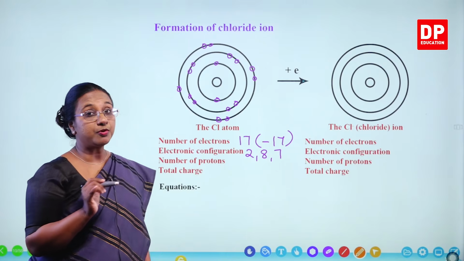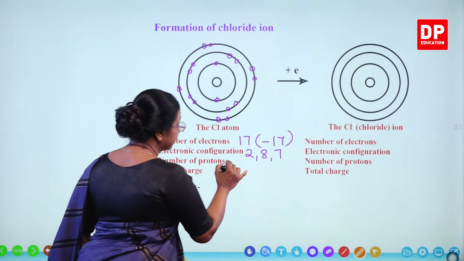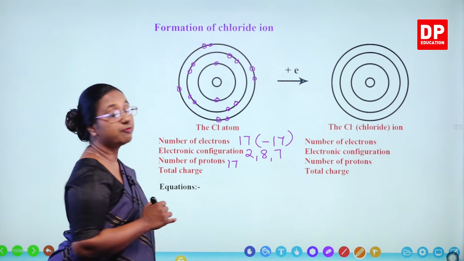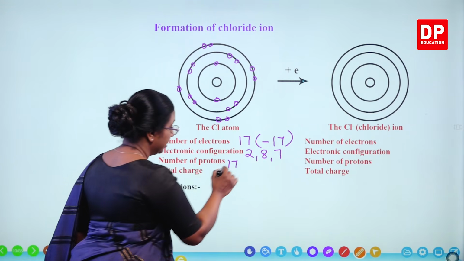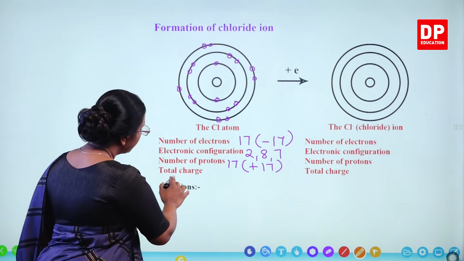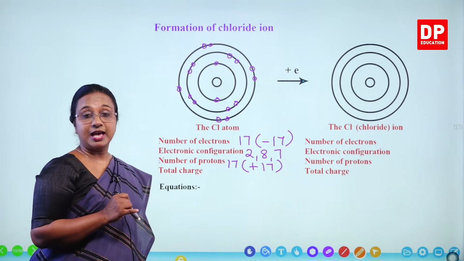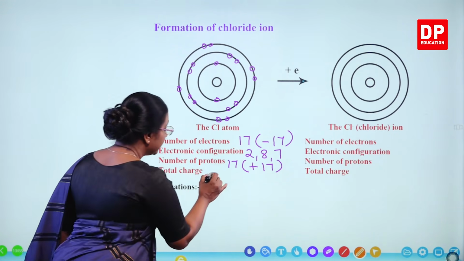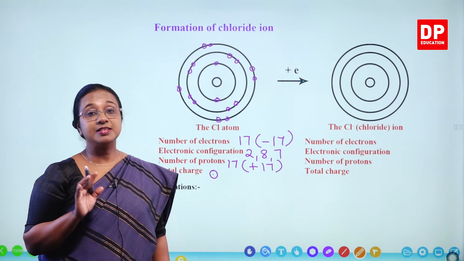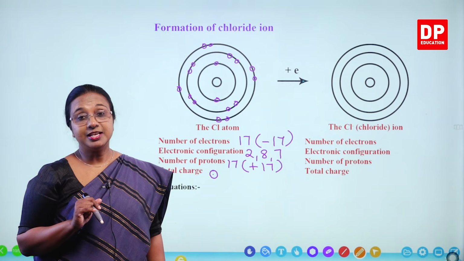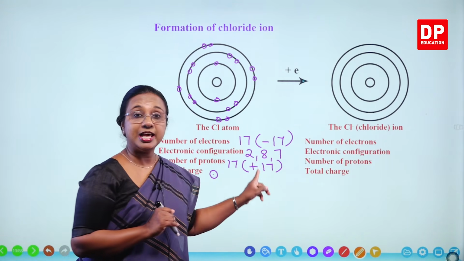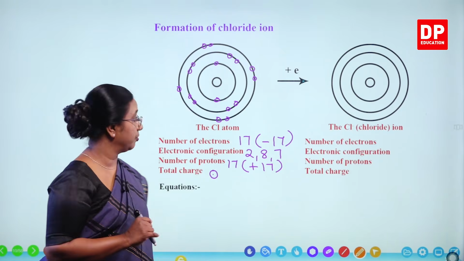And the number of protons, that is the same as atomic number, that is equal to number of electrons. So number of protons again is 17. So there are 17 positive charges. So what is the total charge of the atom? It's 0. So that means again the chlorine atom is electrically neutral because it has equal number of negatively charged electrons and positively charged protons.